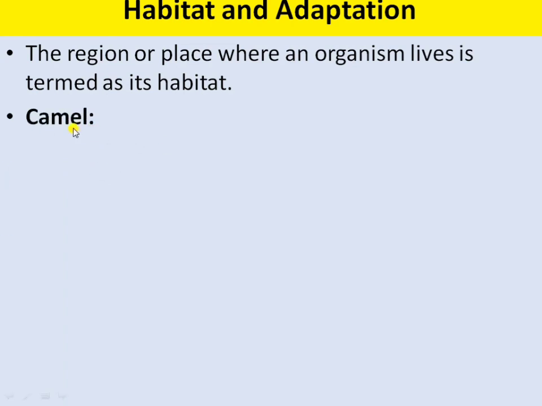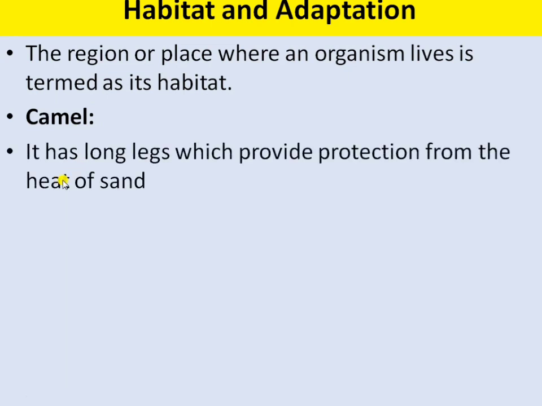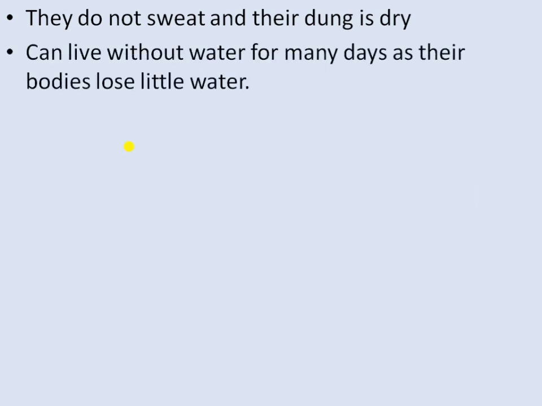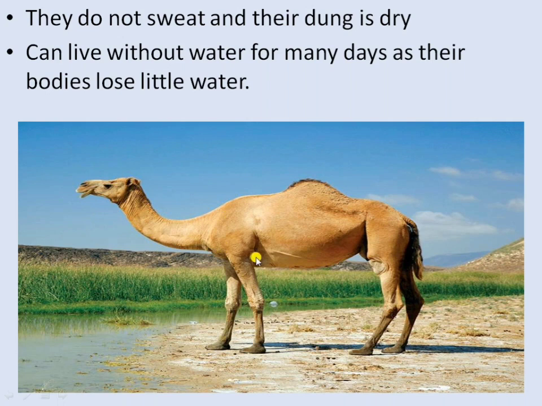Next is an example of a habitat, the camel. Now we are going to study the habitat of a camel. A camel has long legs which provide protection from the heat of the sand. Next, it excretes a small quantity of urine. They do not sweat and their dung is very dry. They can live without water for many days as their bodies lose only a little amount of water.